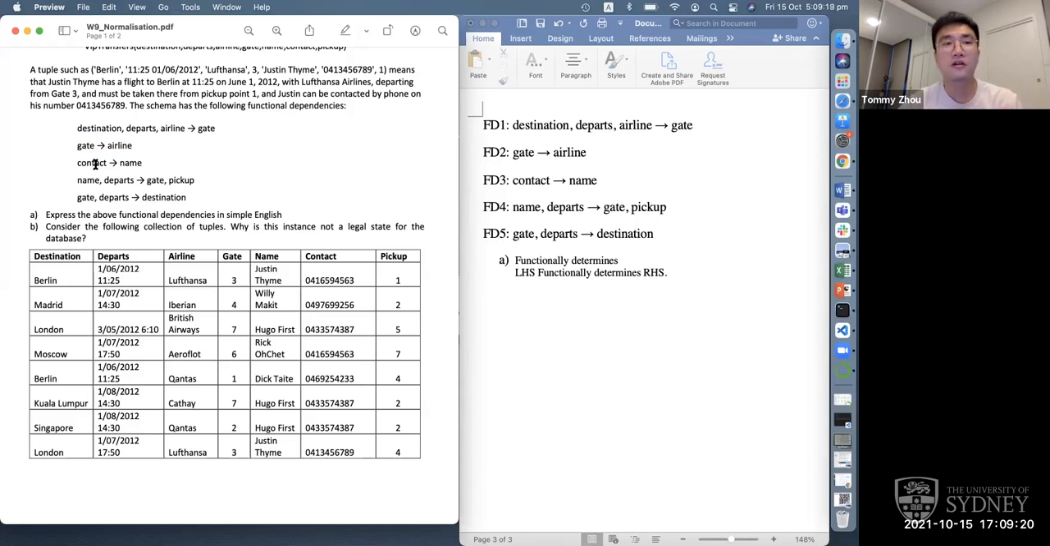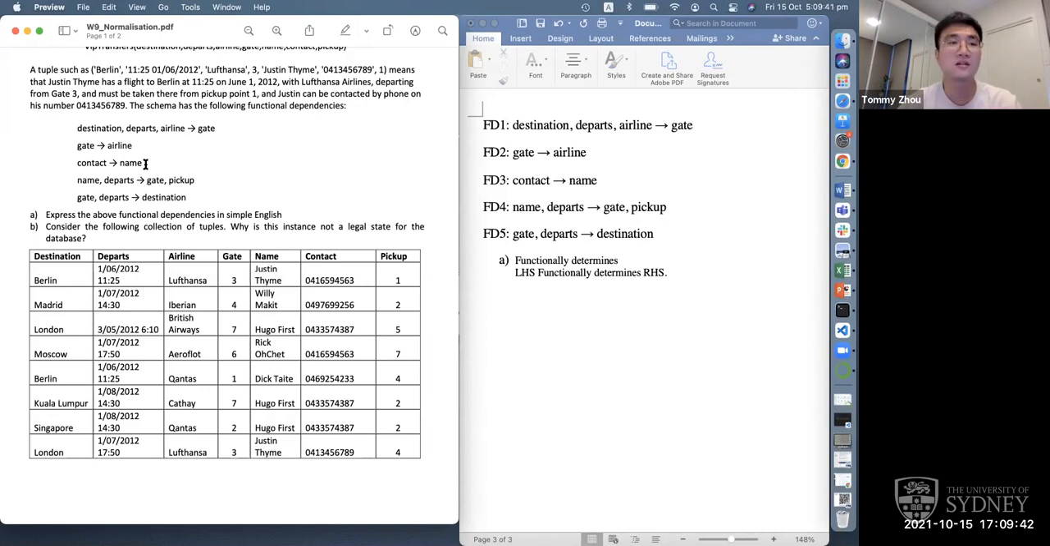That means if you know the contact, we know who the person is that owns the contact. So don't get it the other way around. You can't always go from right to left, but from left to right. So what if a person has like 2 contacts? Is that also feasible in this table?